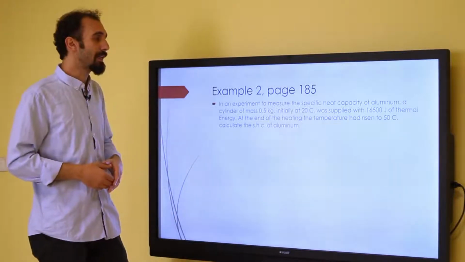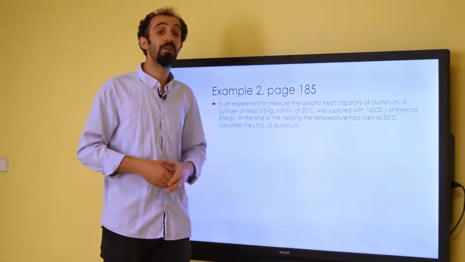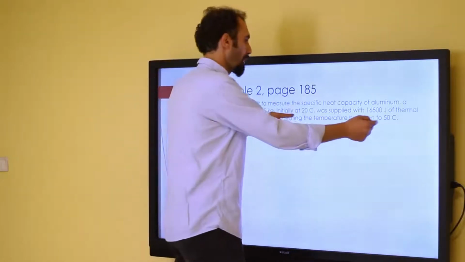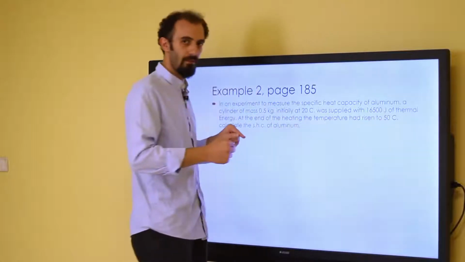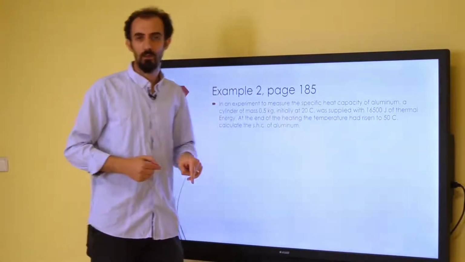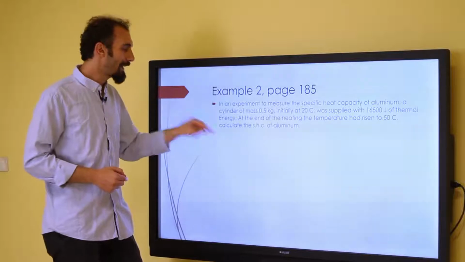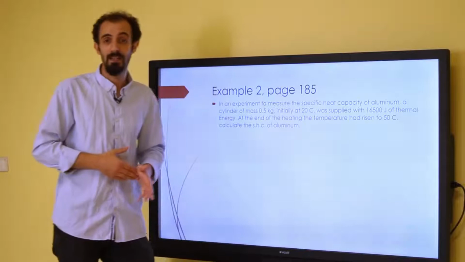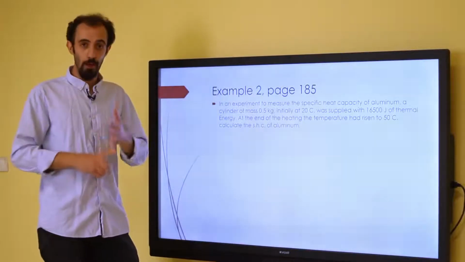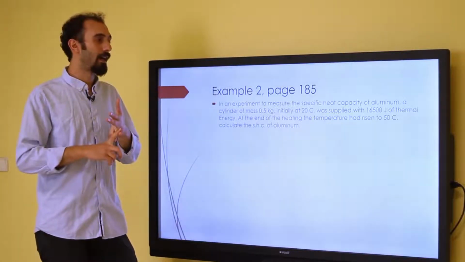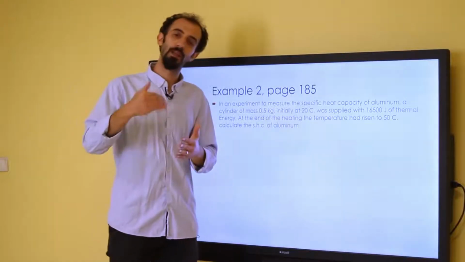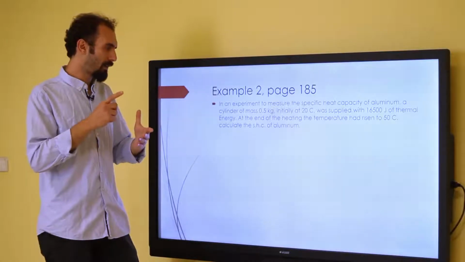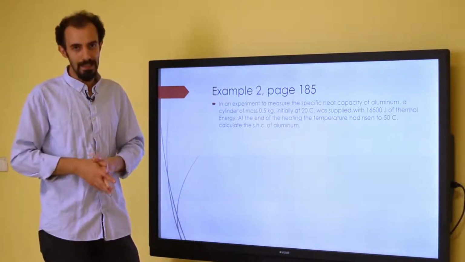Now we do know how much energy it was supplied. At the end of the heating, the temperature had risen to 50 Celsius. So it was 20 and it had risen to 50, meaning 50 is the final temperature, while 20 is the initial temperature. Calculate the specific heat capacity of aluminum. So here we need to find C. We do have Q or delta Q. We do have the final and initial temperatures, which means we can find delta theta. We do have the mass as well. We only have C, that is unknown.